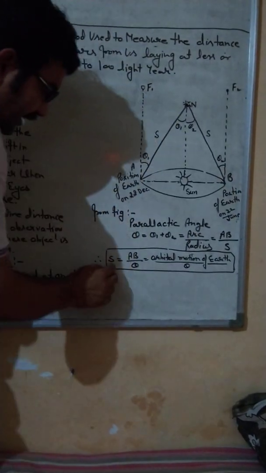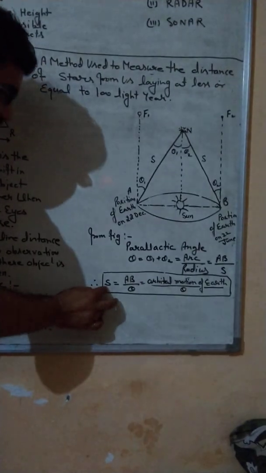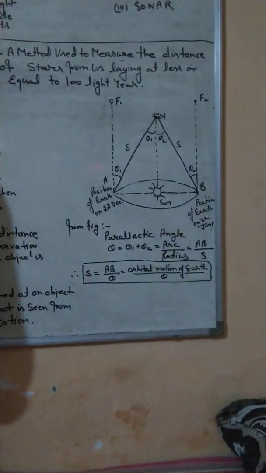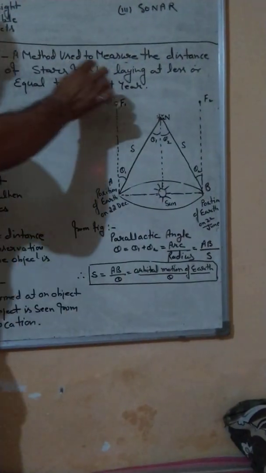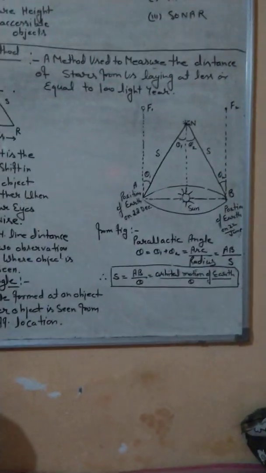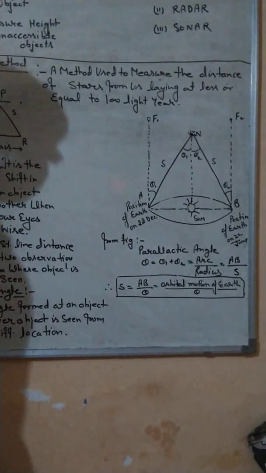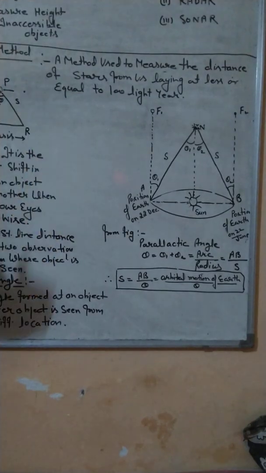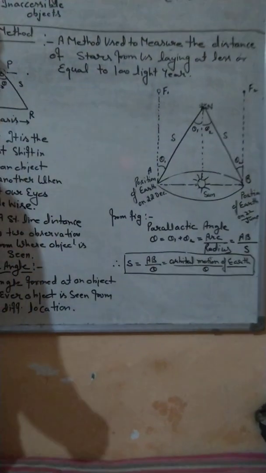In that manner we can easily determine the distance of the nearest star from the earth's surface that lies less than or equal to 100 light years from the earth's surface or us. In that manner we can solve the parallactic method and derive an expression for it.